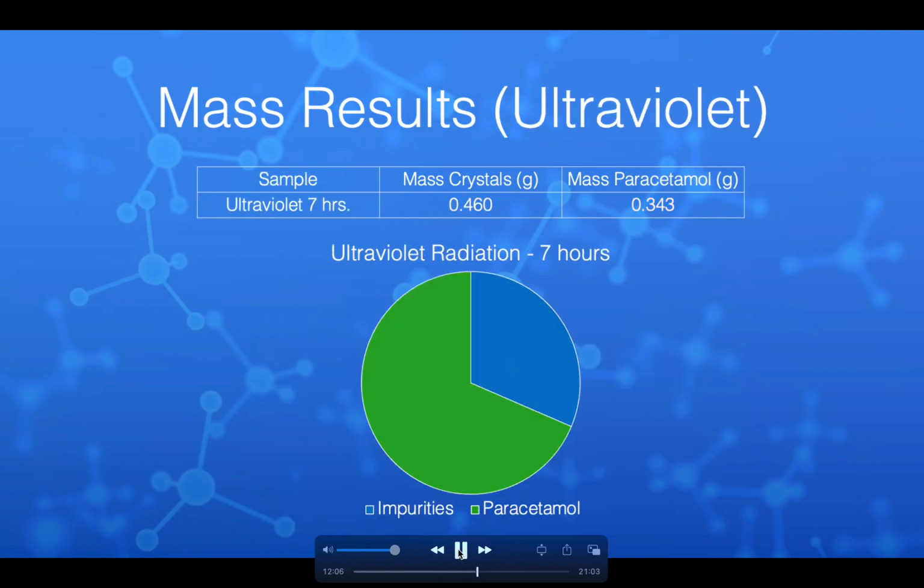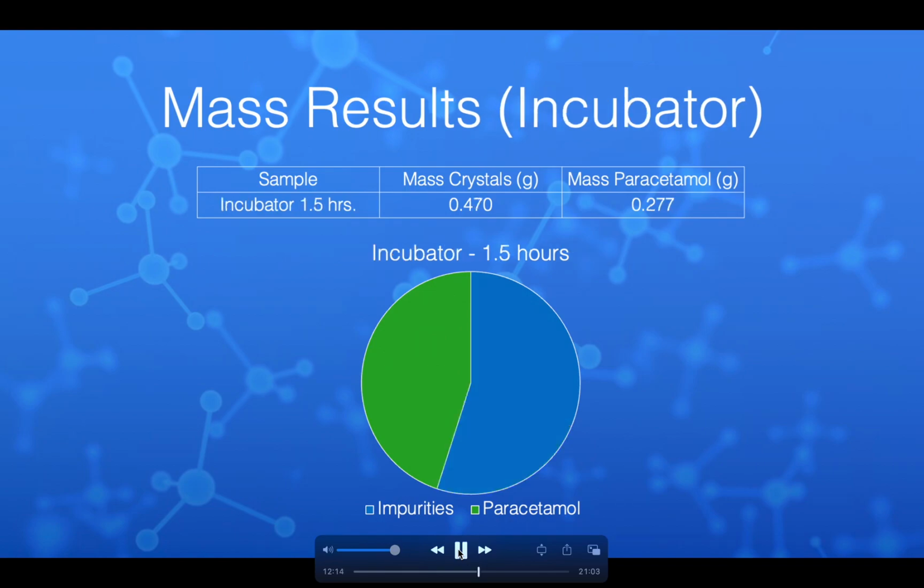When paracetamol was left in ultraviolet conditions for 7 hours, only 343 milligrams out of the 500 remained. And also when paracetamol was left in an incubator set at 75 degrees Celsius for 1.5 hours, only 277 milligrams out of the 500 milligrams remained.